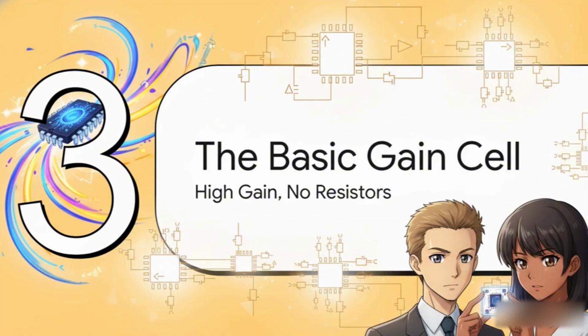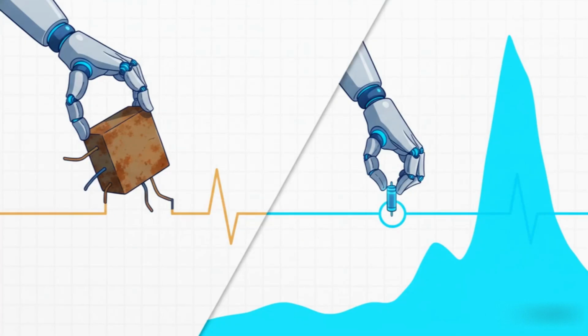But what about the whole point of an amplifier? Getting gain. How do you get a ton of amplification if you're not allowed to use big resistors, which are kind of the key to gain in the old discrete world? This is where that transistors do everything mantra really starts to pay off. You just rip out that big imaginary resistor and you replace it with, you guessed it, another transistor.